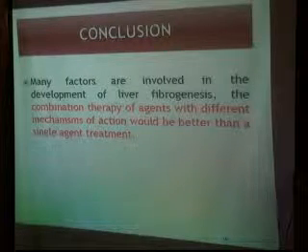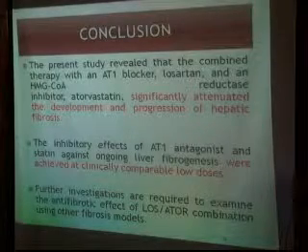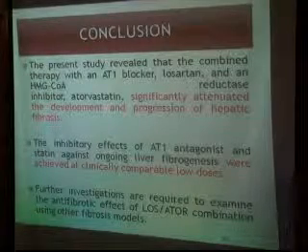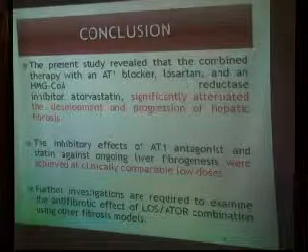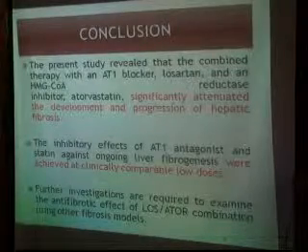The combination therapy of agents with different mechanisms would be better than a single agent only. Also, the effects were achieved at clinically comparable low doses, and further investigation is required to examine the antifibrotic effect of this combined drug using other fibrosis models.